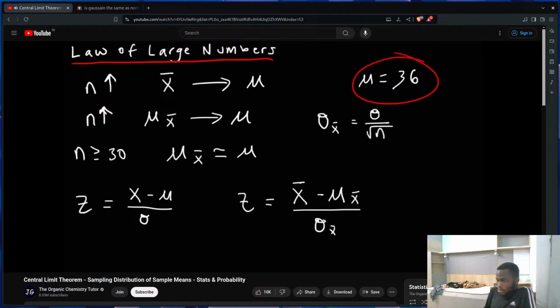And when n is large, we can replace the mean of the sampling distribution with the mean of the population. So we get this equation. We can calculate z using this formula, x bar minus the population mean divided by the population standard deviation over the square root of n.